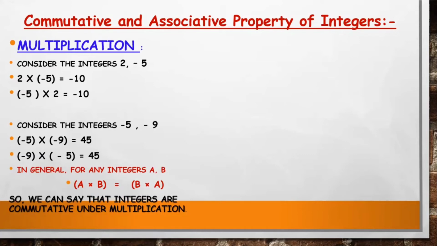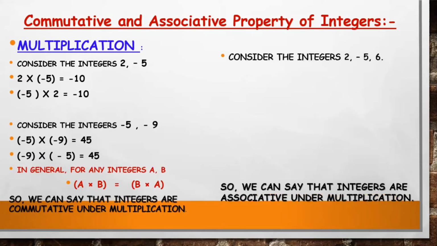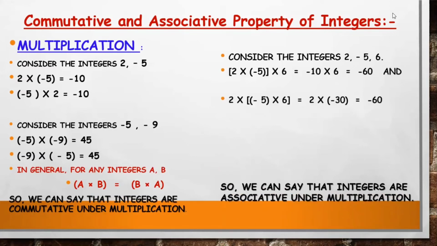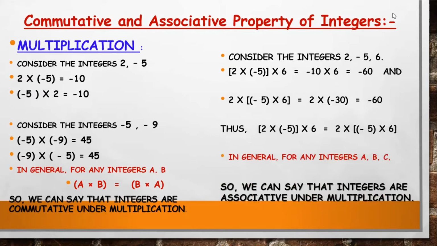Now let's check the associative property also. We have taken three integers: 2, -5 and 6. Now multiply them in any grouping. First I take 2 and -5, then I make a group of -5 and 6. Though the grouping of the numbers is changed, my answer doesn't change. So from this we can conclude that for any three integers A, B, C, multiplication is associative. You can make a group of any two numbers and work it out.